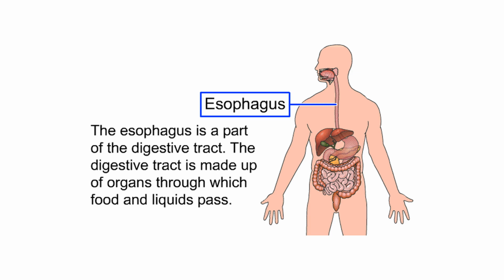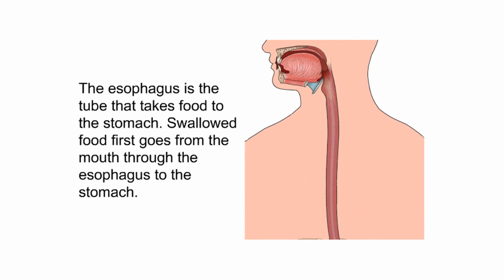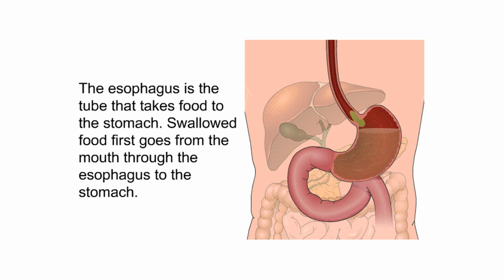Anatomy. The esophagus is a part of the digestive tract. The digestive tract is made up of organs through which food and liquids pass. The esophagus is the tube that takes food to the stomach. Swallowed food first goes from the mouth through the esophagus to the stomach.